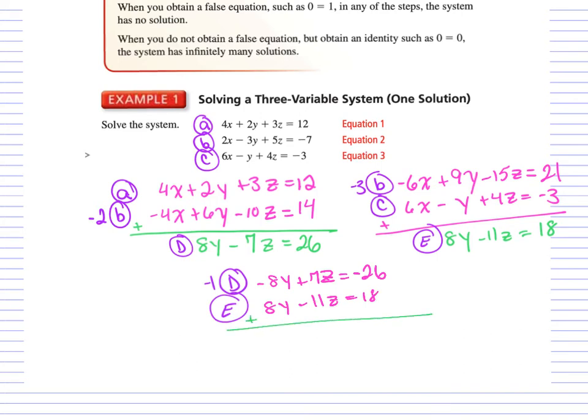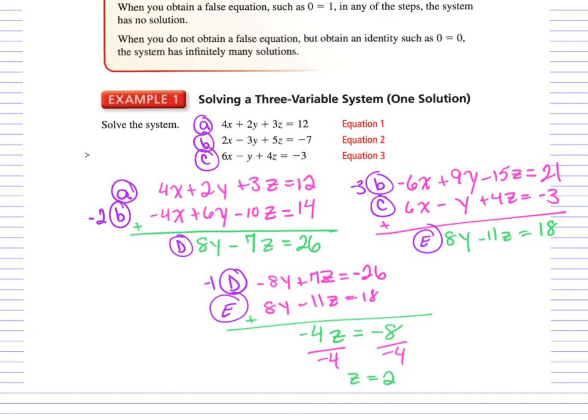Since now they're the opposite, I can add them. So negative 8y and 8y is 0. 7z minus 11z is negative 4z. Negative 26 plus 18 is negative 8. Solving this, I'm going to divide both sides by negative 4. So we get z is equal to 2. Now I have one of my answers, okay?